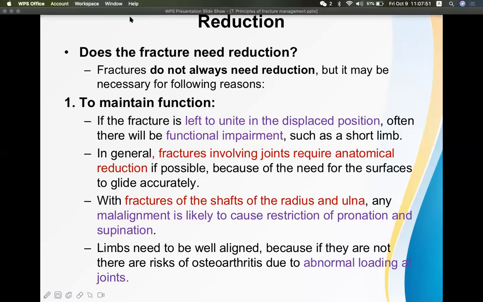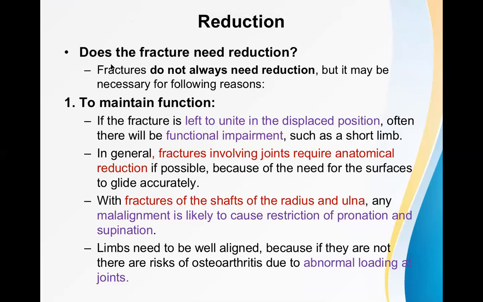To maintain function of that fractured part. If the fracture is left to unite in the displaced position, often there will be functional impairment such as a short limb. For example, a distal fragment is moving proximally, and if I have not reduced properly, the fracture may unite from the sideway part, so that there will be short limb after the healing. This is not desirable. That's why we need to do proper reduction.